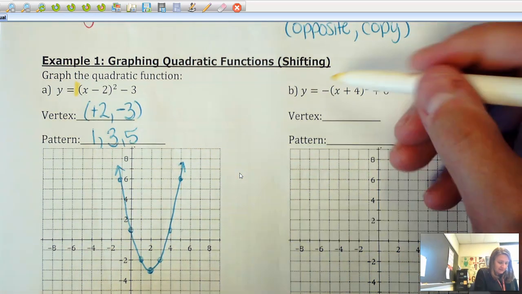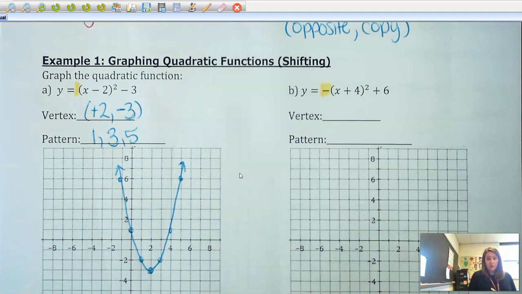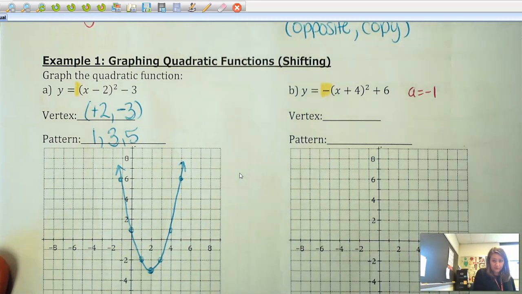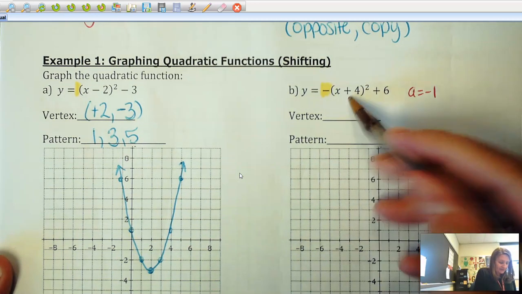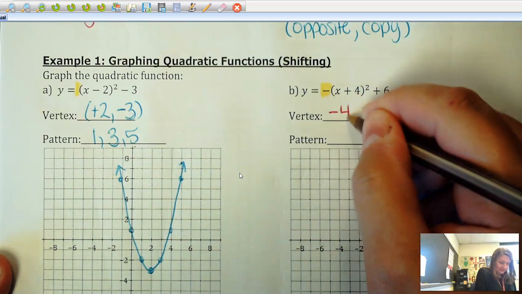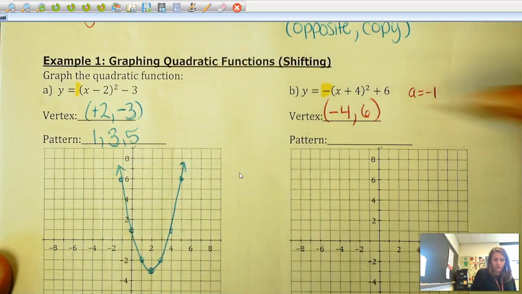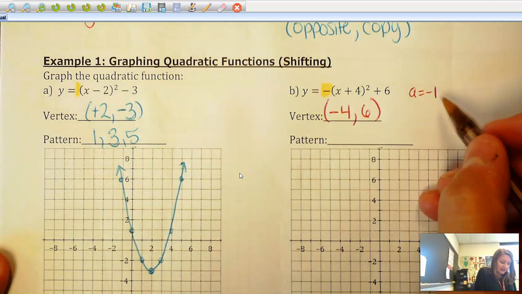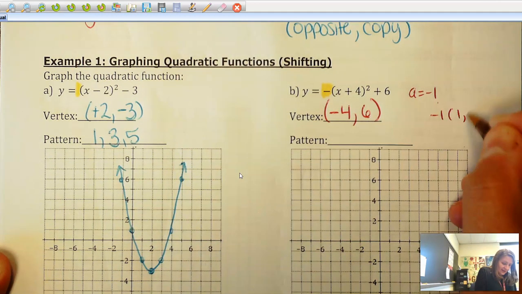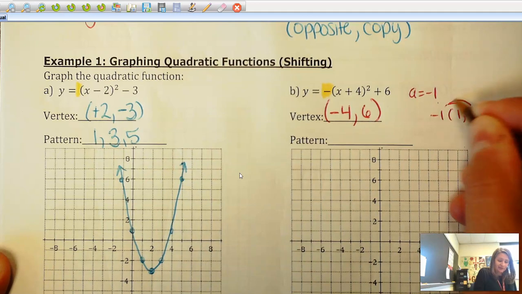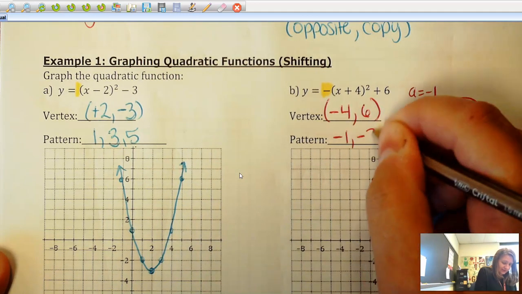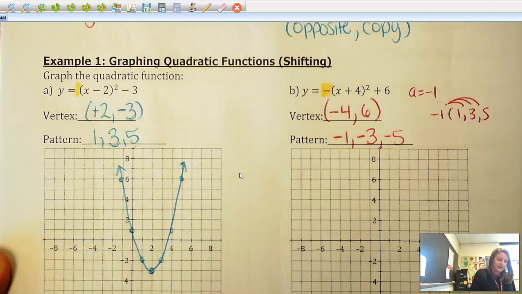The graph next to this has a -1 out in front. That's your a value. So that's going to affect my pattern, which we'll deal with in a second. Opposite with the x, copy outside, that's your y. So my vertex there, -4, 6. Now, this -1, I'm going to multiply that by my 1, 3, 5 pattern to get the pattern for this graph. So it's just going to change it to -1, -3, -5.